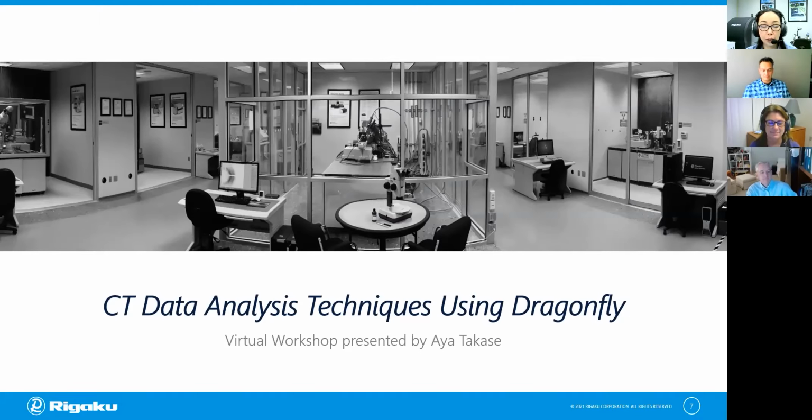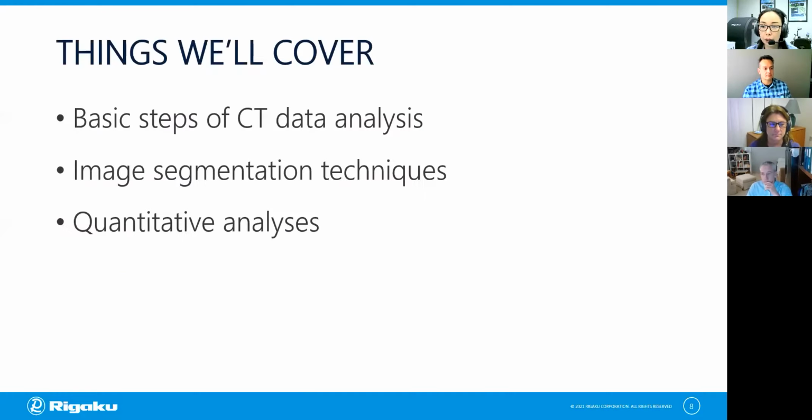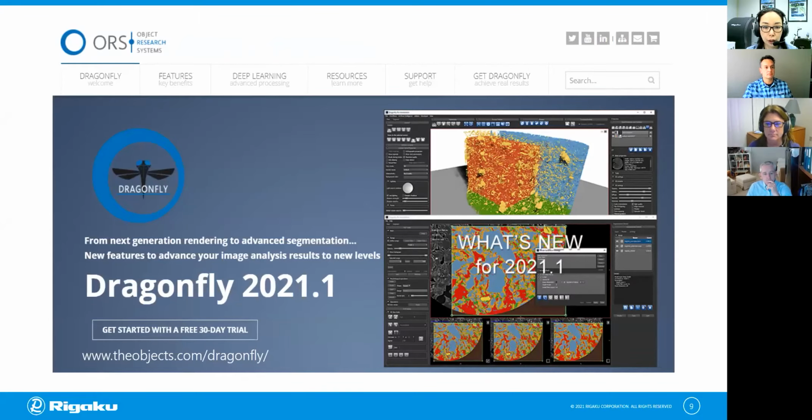Today we're presenting live from our X-ray lab in the Woodlands, Texas, and we will be demonstrating X-ray CT data analysis using Dragonfly. In this session, we will cover some basic steps of CT data analysis, talk about different image segmentation techniques, and talk a little bit about quantitative analysis as well. The tool we are using today is Dragonfly 2021 from Object Research Systems. Let me switch the screen to Dragonfly and let's get started.